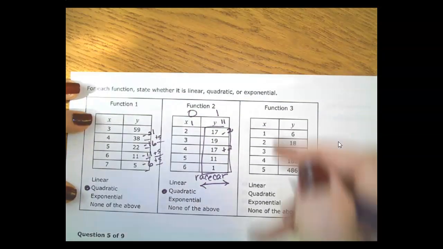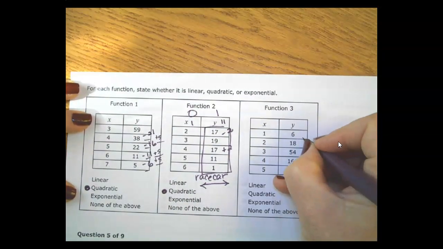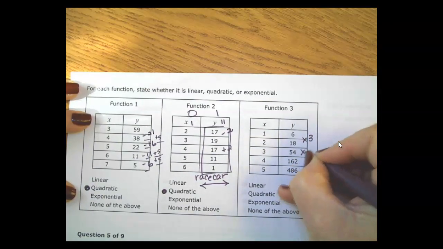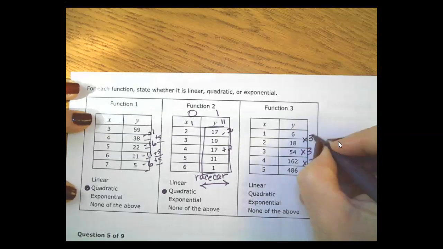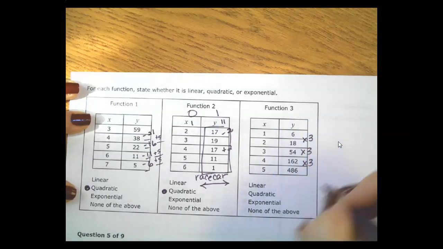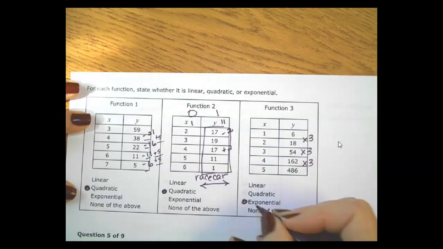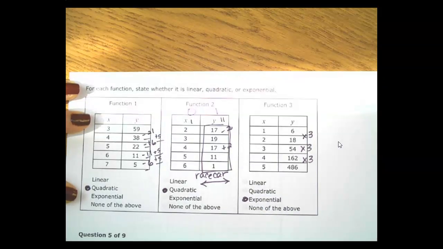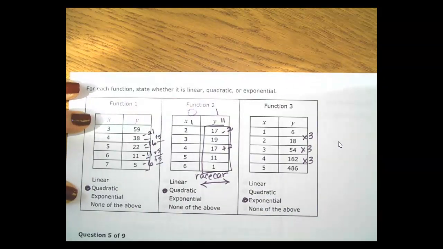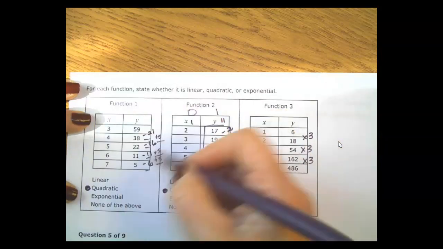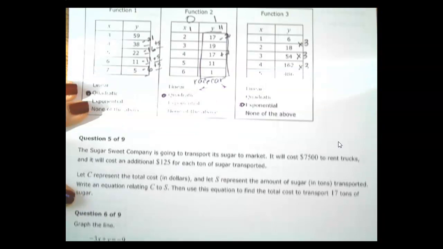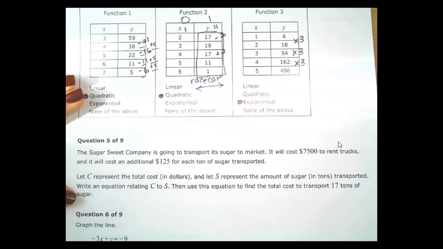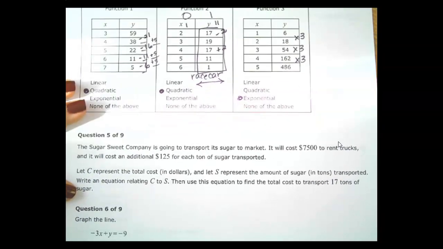The next one. So it looks like we're multiplying by 3. Yep, it's repeated multiplying by 3. Anytime you're repeated multiplying, it is exponential. So linear would be repeated adding or subtracting. And you really do need to check your x's, but all of these were pretty constant. The next question is a word problem, and I know how much you dislike them, but it's not that bad.